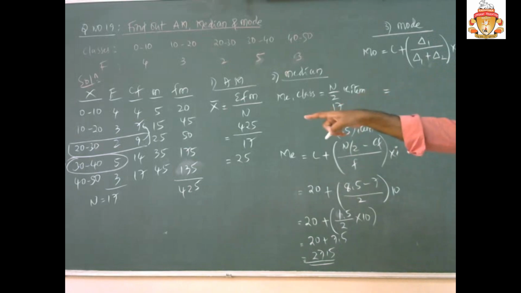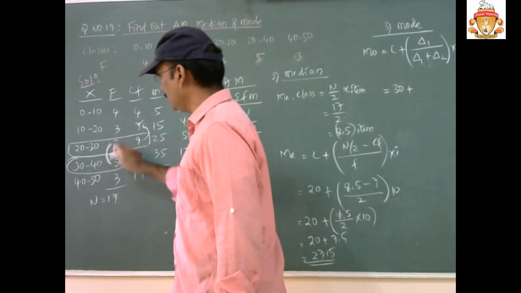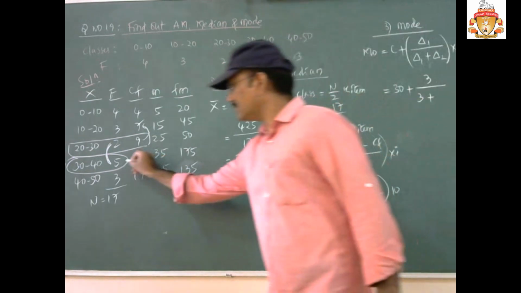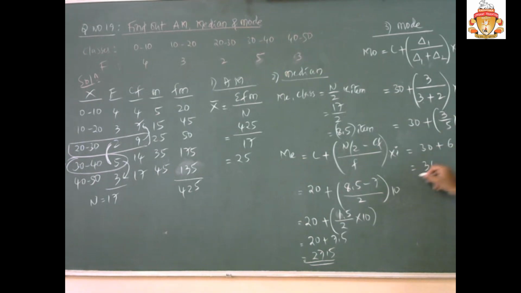Use the same mode. L: 30 to 40 means 30 is the lower limit. Plus delta 1 means what? Highest frequency minus its preceding, the difference of these two, 5 minus 2, 3. Divided by delta 1, which is the same 3, plus delta 2. What is delta 2? Highest minus next. 5 minus 2, 3. So delta 1 plus delta 2 is 3 plus 3. Into width, which is 10, since 30 to 40 width is 10. So 30 plus 3 divided by total 6, into 10. 3 by 6 into 10 means 5. So the answer is 35. This was your mode.